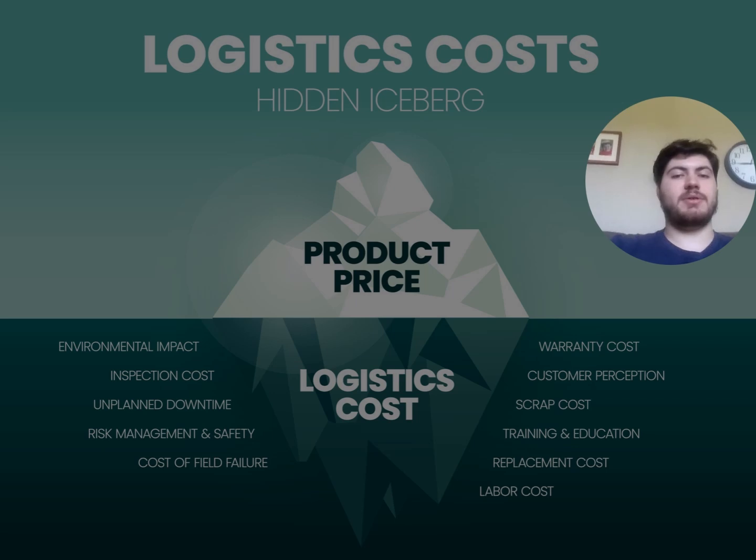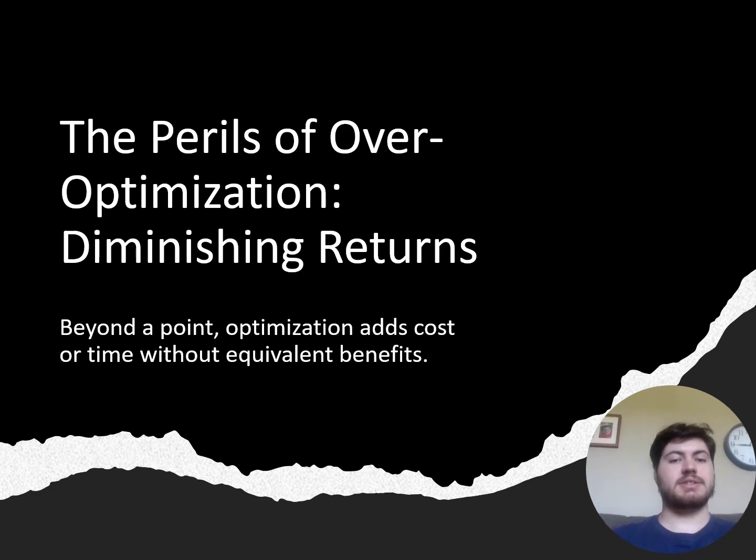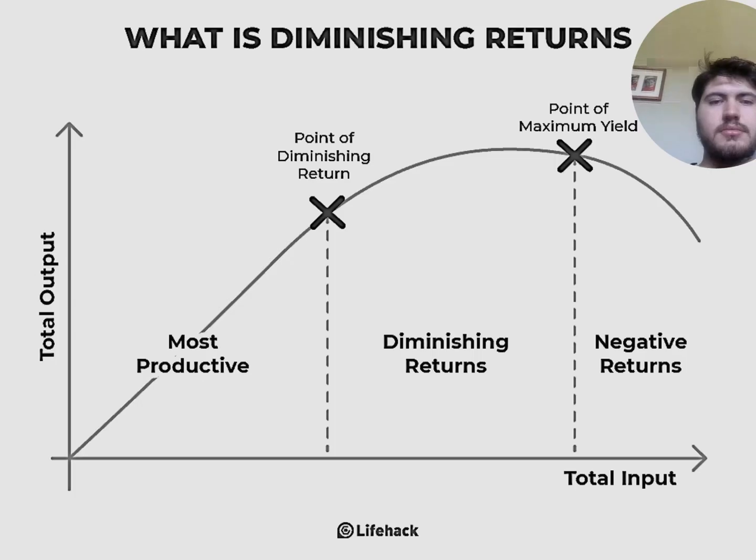For each improvement you make, layers of complexity will be added, which might not even pay off in the long run. And this leads us to our final peril of over-optimization: diminishing returns. So, what are diminishing returns? Let's say as your optimization efforts continue, your gains get smaller while the complexity and costs keep growing.